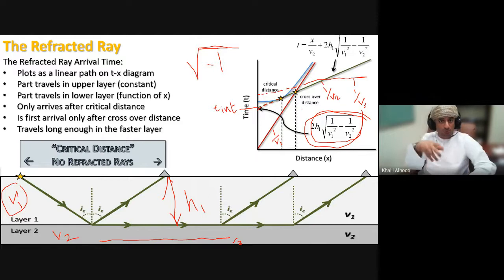And that's also the reason why reflection is more common, why it's more appropriate, why we use reflection, not refraction, for oil exploration. Definitely, we might encounter some upper layer having a higher velocity than deeper layers. If there is, the refraction technique will not work. We will not receive refractions, at least from that shallower, higher velocity layer.